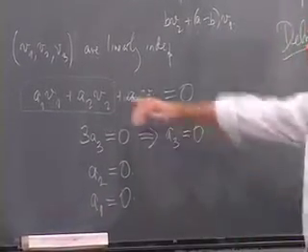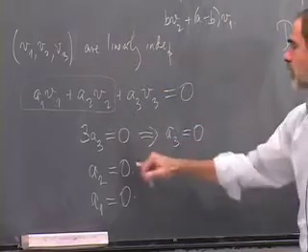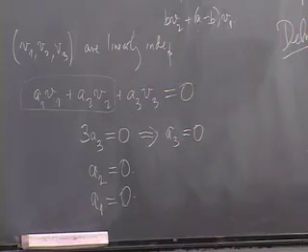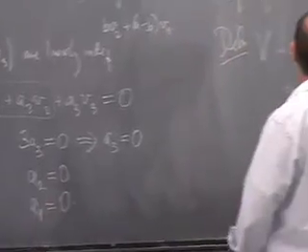And so we see that the only way you can have a linear combination which is 0 is if all the coefficients are 0. Okay? You're probably used to doing exercises of this nature.